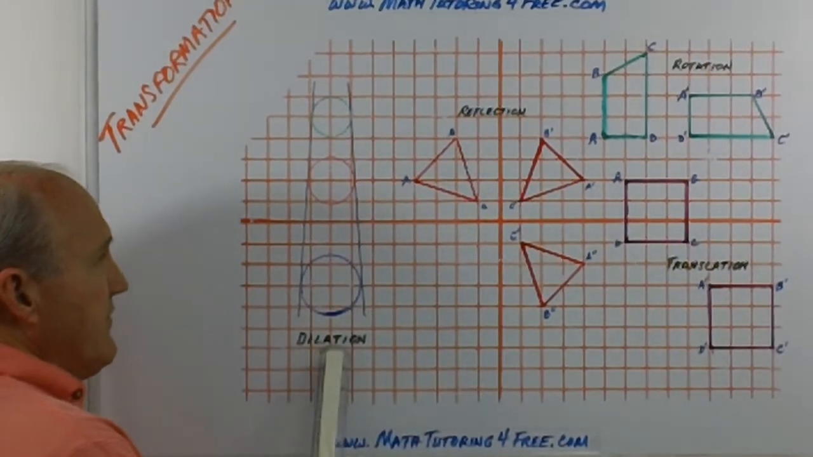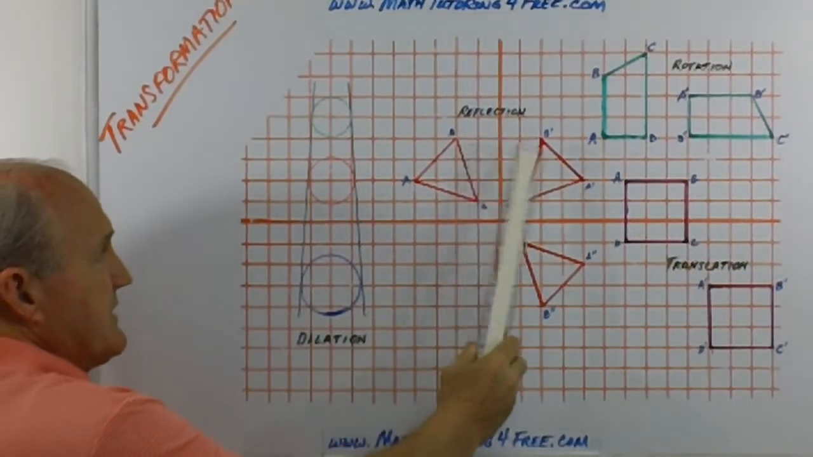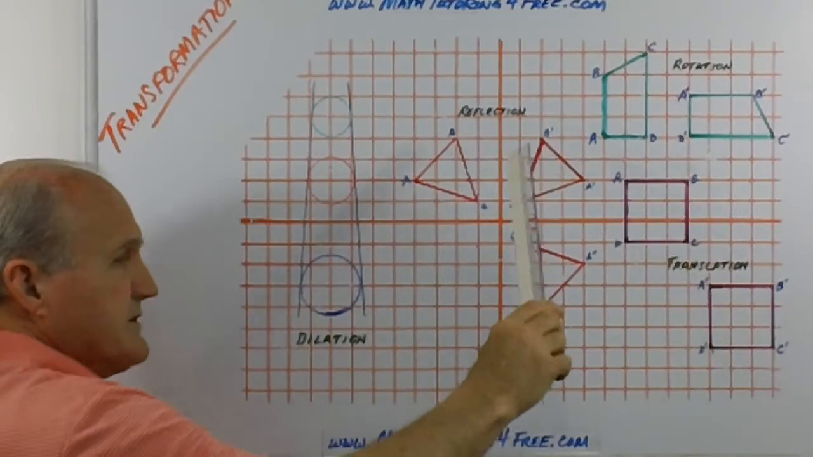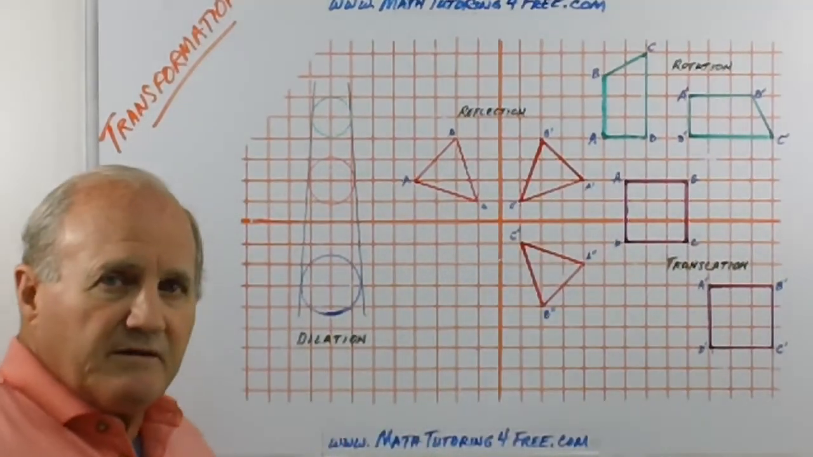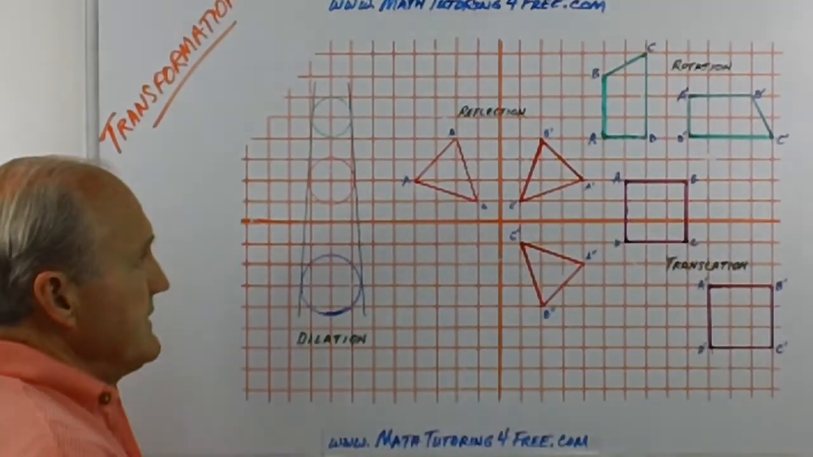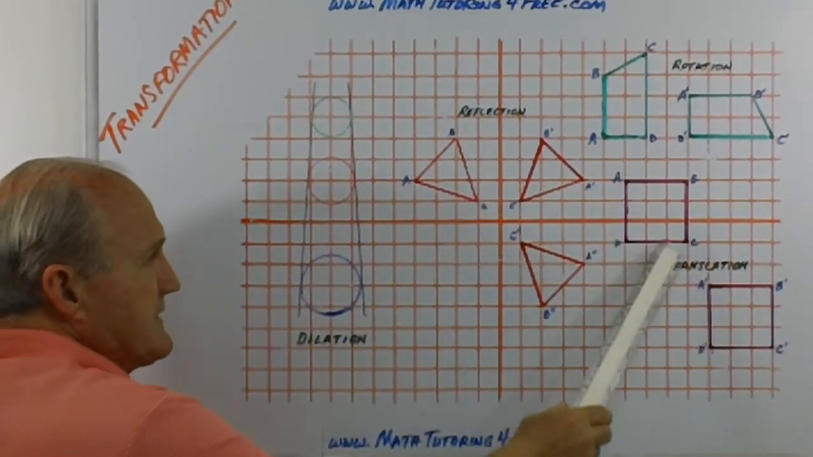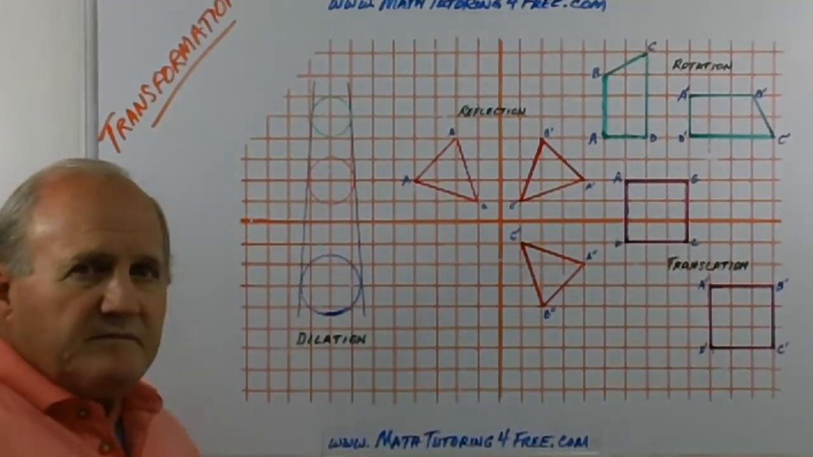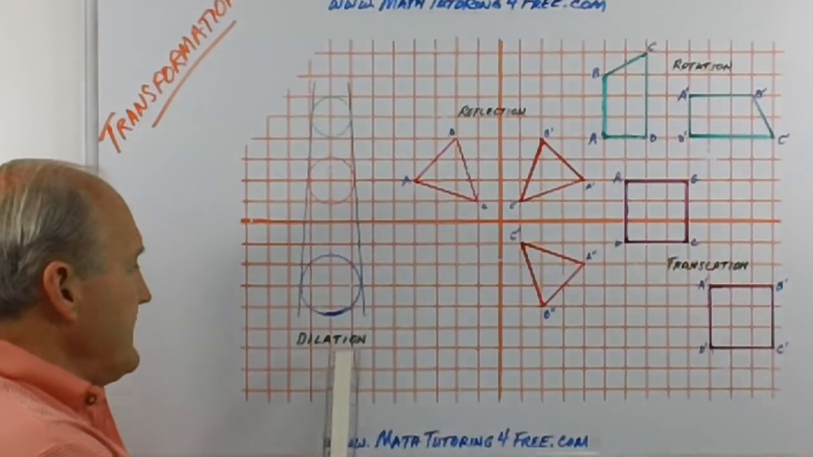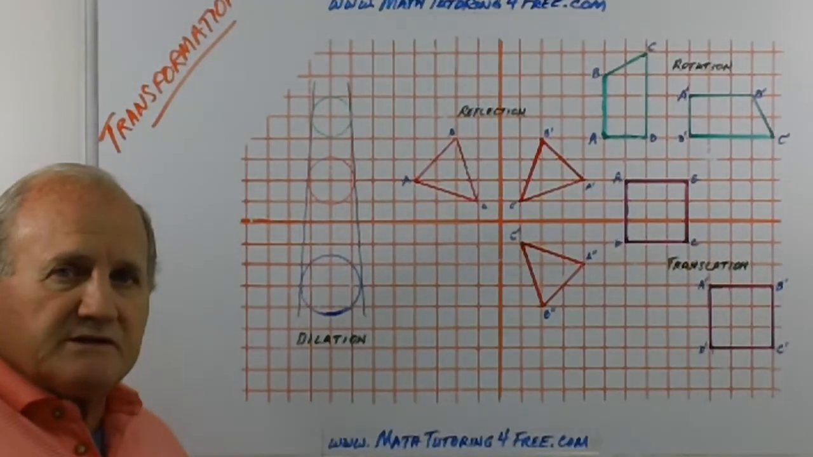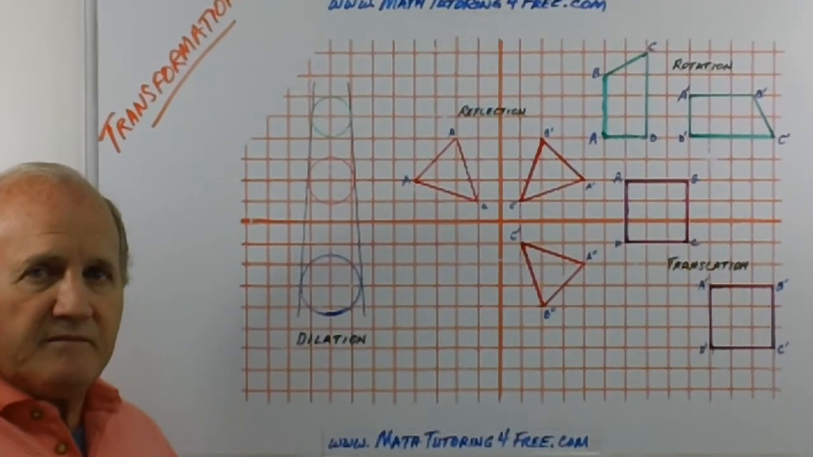So the four of them again: reflection, think of a mirror; rotation, think of rotating around the circle; translation, we're just sliding them around; and then finally dilation, where we're changing the size but not the shape.